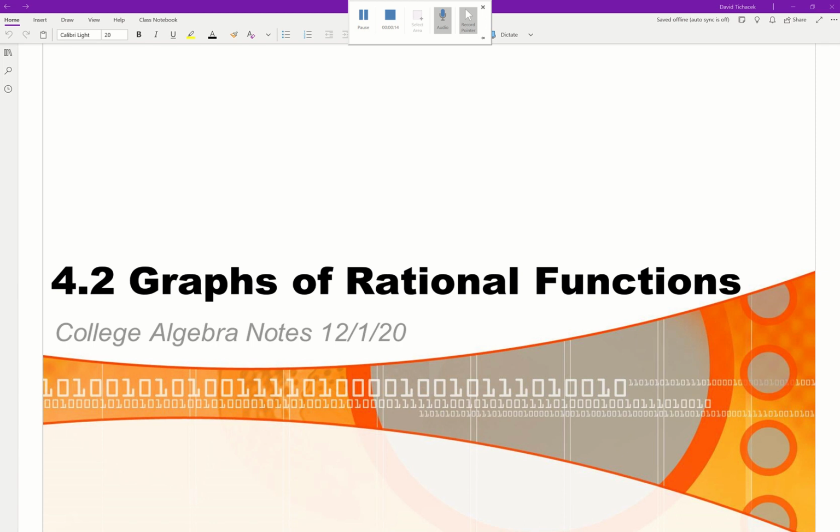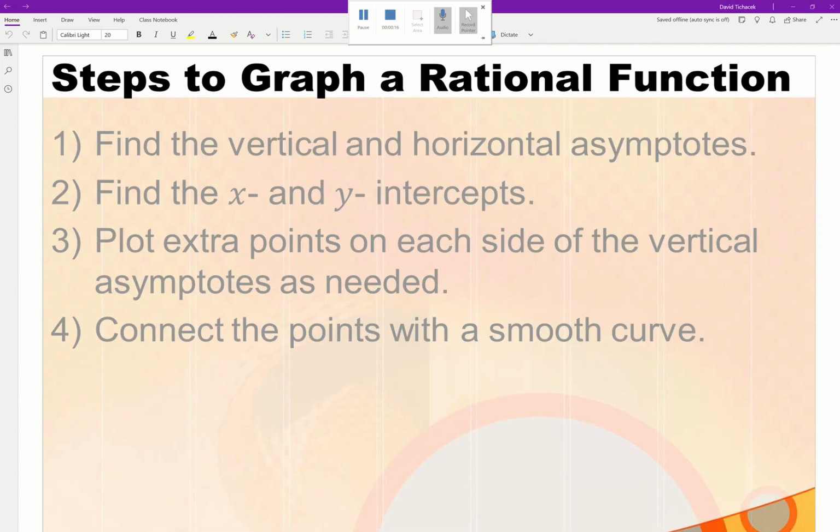But let's go ahead and have a look at what we need to do today, which is graph rational functions by hand. So here are the quick 4 steps to be able to do that. Very simply put, the very first step is you want to find your asymptotes. So we discussed how to do that in the previous video.